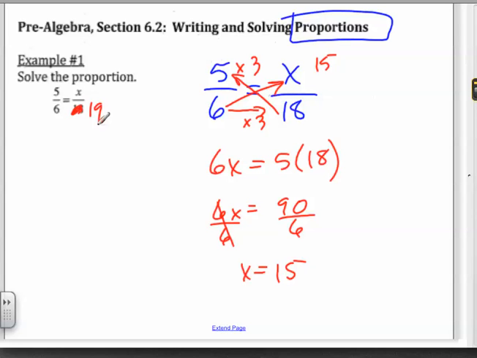All right. If I've got two equal fractions, we're cross multiplying, and then we'll divide to solve for the x. All right? Good job, guys. See you at the next example.